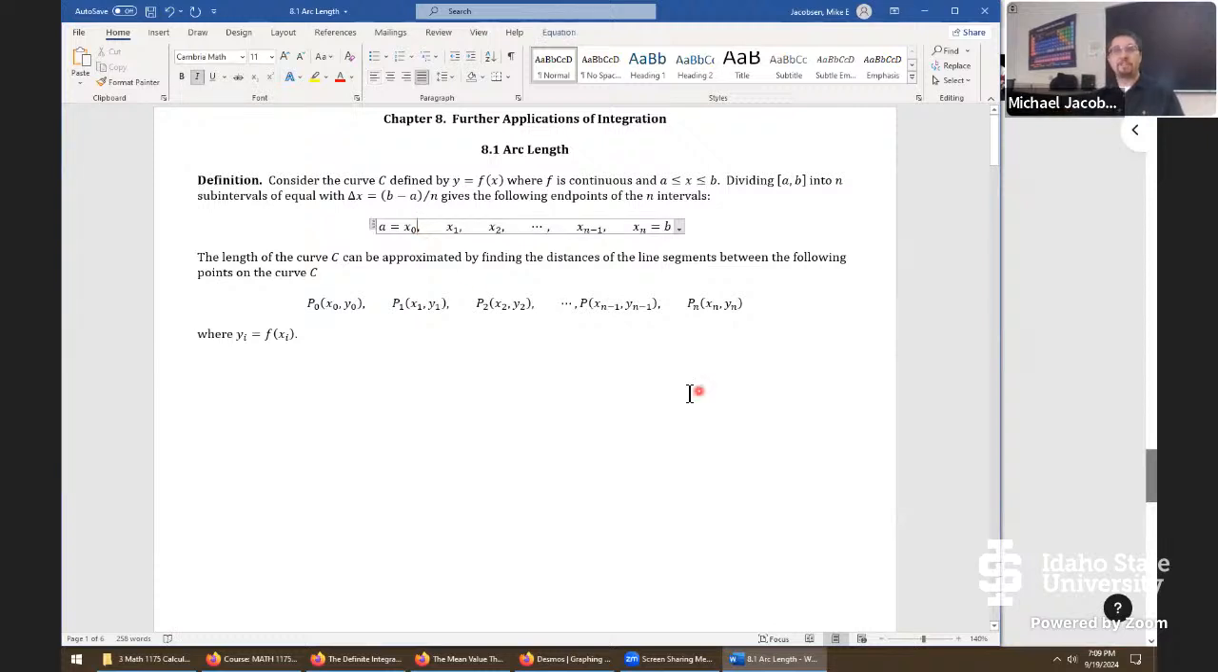So lots of information to start out. It says on our first definition for arc length, consider the curve C defined by y equals f of x, where we know f is at least a continuous function on the interval a to b. So let's just draw that out to start with this definition, see what we're dealing with.